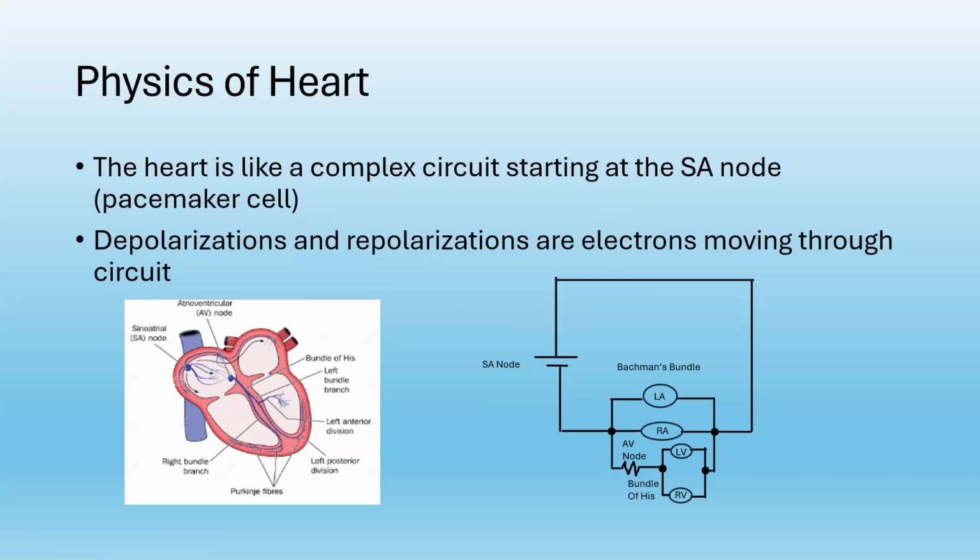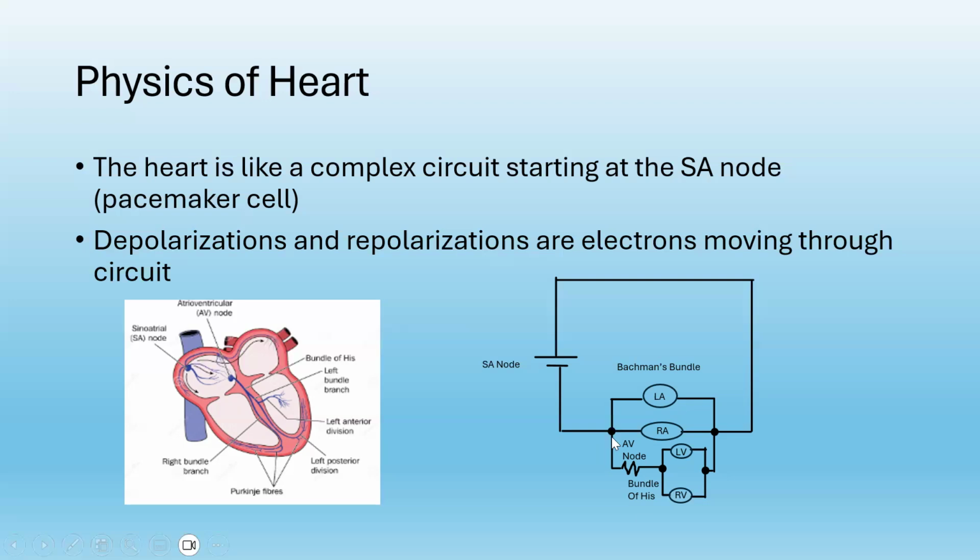for a heartbeat. Going straight from this SA node, it splits off into three different parallel circuits. One goes behind the heart to the left atrium to a place called Bachmann's bundle, which causes that portion of the heart to contract. There's one that stays in the right atrium with the SA node that causes the right atrium to contract.